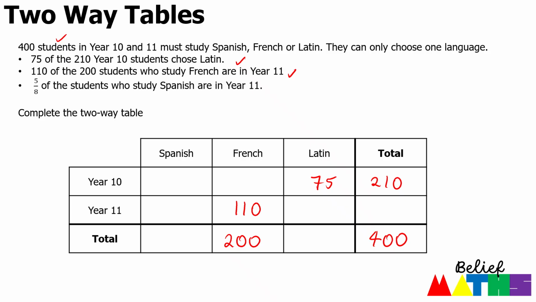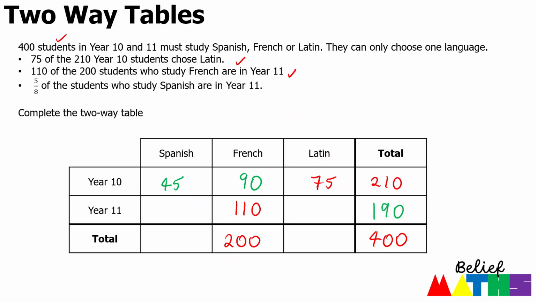So now let's figure out some of the information we can. We've got this gap here, so we can do 400, take away 210, and that gives us 190 students in year 11. We can also see that with French there was 200 students, 110 of them are in year 11, so that means there's 90 of them in year 10. That then allows us to figure out year 10 Spanish now. So we can do 210 minus the 75 and the 90, and that gives us 45 students.